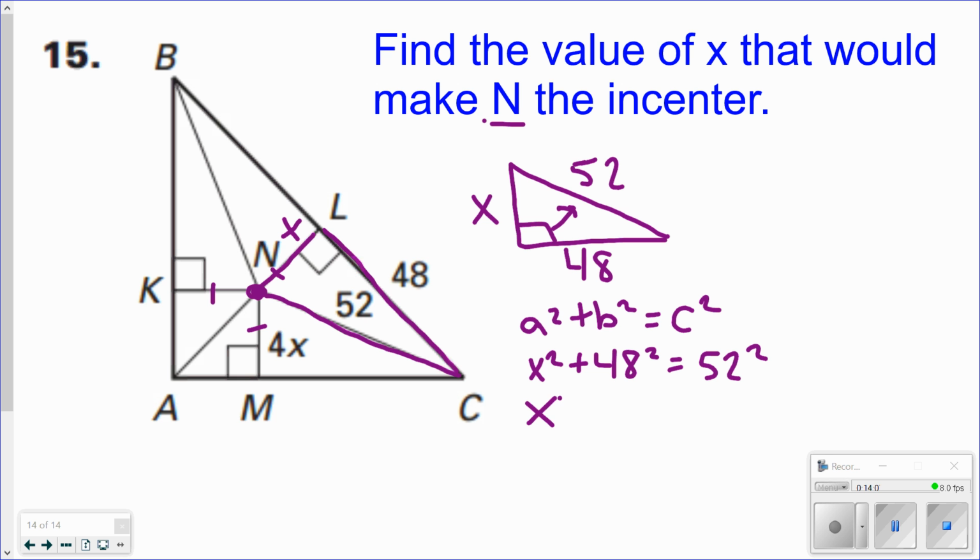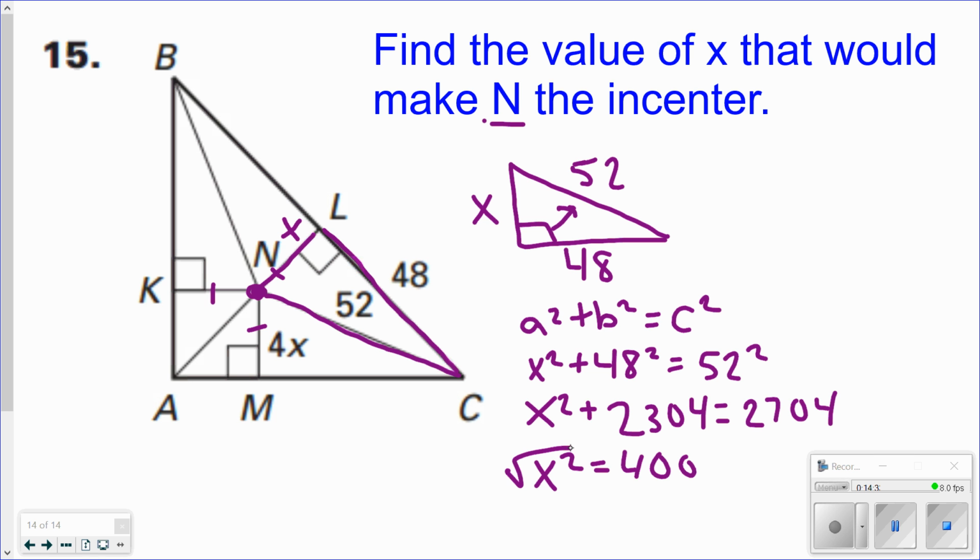All right, so x squared is just going to stay as x squared. 48 squared is 2,304. 52 squared is 2,704. If I subtract 2,304 from each side, I end up getting that x squared is equal to 400. I don't care about x squared, I care about x, so I need to do the square root of each side. So x then is equal to 20.